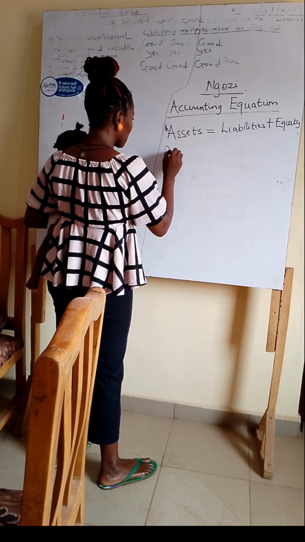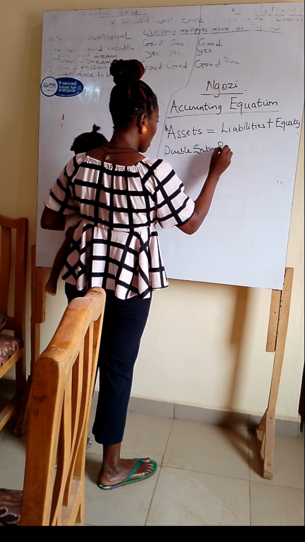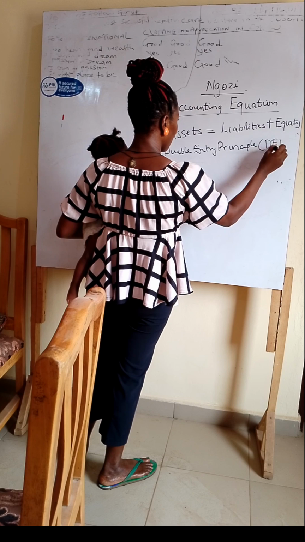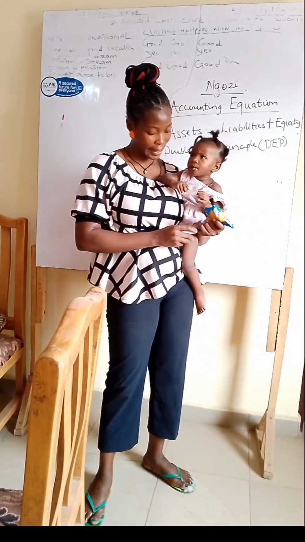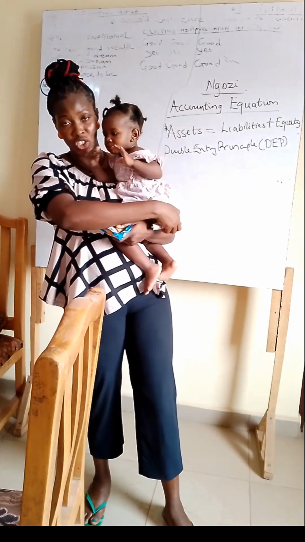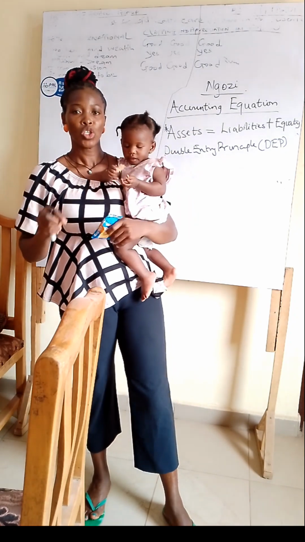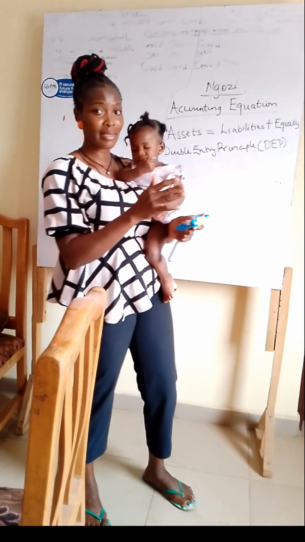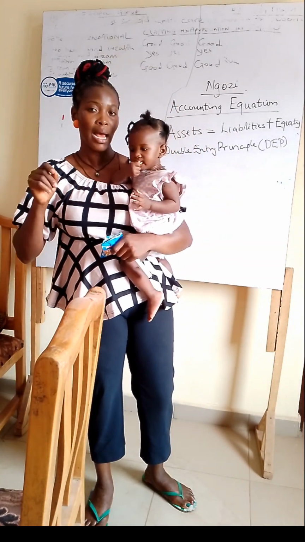Now this double entry principle, I'm going to use an acronym for it: DEP. This double entry principle, just like the word says, double entry, means you're going to record every financial transaction that occurs in your business twice. That is what it simply means. One is going to be on the left side of an account. The second one is on the right side of another account.